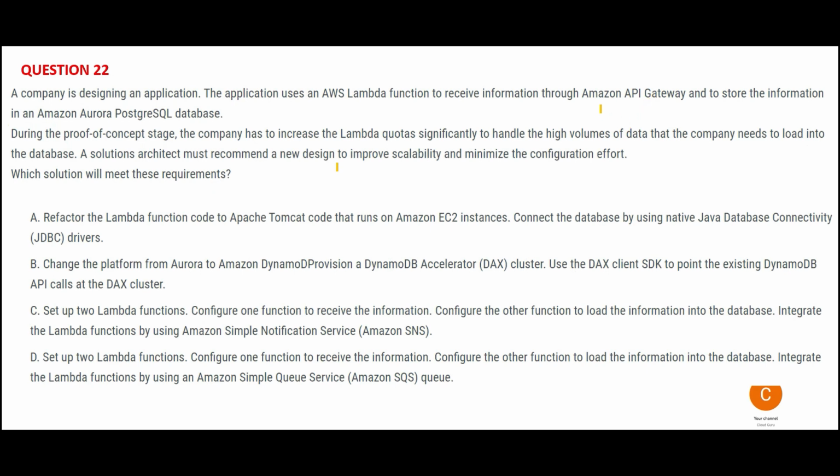Here the question is saying that they already have a Lambda function, and the client is at a proof of concept stage. They are just building something, and during that they had to increase Lambda quotas because high volumes of data were coming in. So now, with this component in mind, you want to improve scalability and minimize configuration effort.